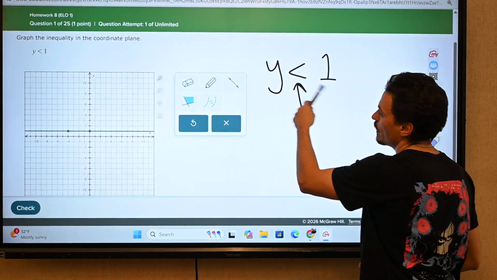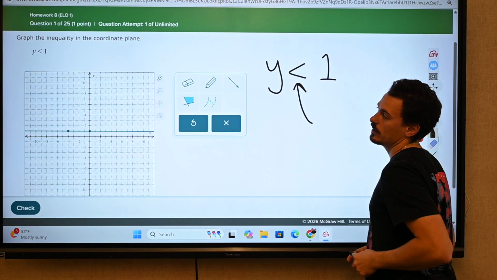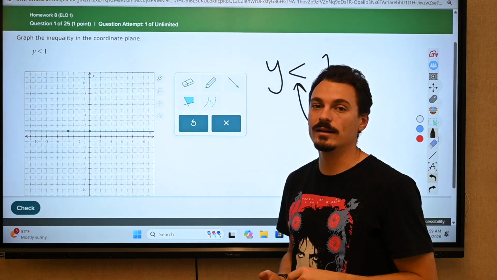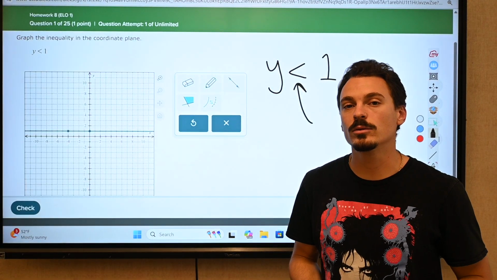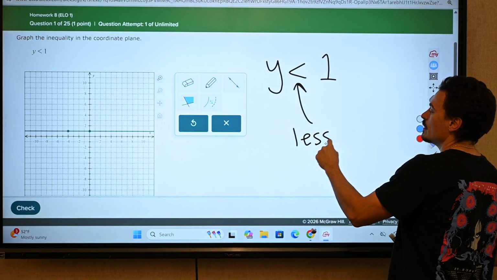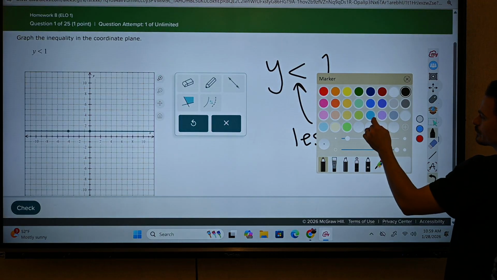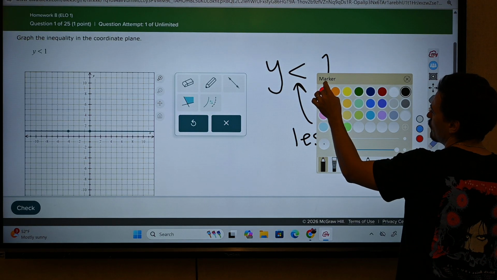So we want to take an equation, and instead of making it an equation, we're going to make it an inequality with the less than, greater than, less than or equal to, greater than or equal to symbols. This right here would be less than. And I want to show you that on this example right here.